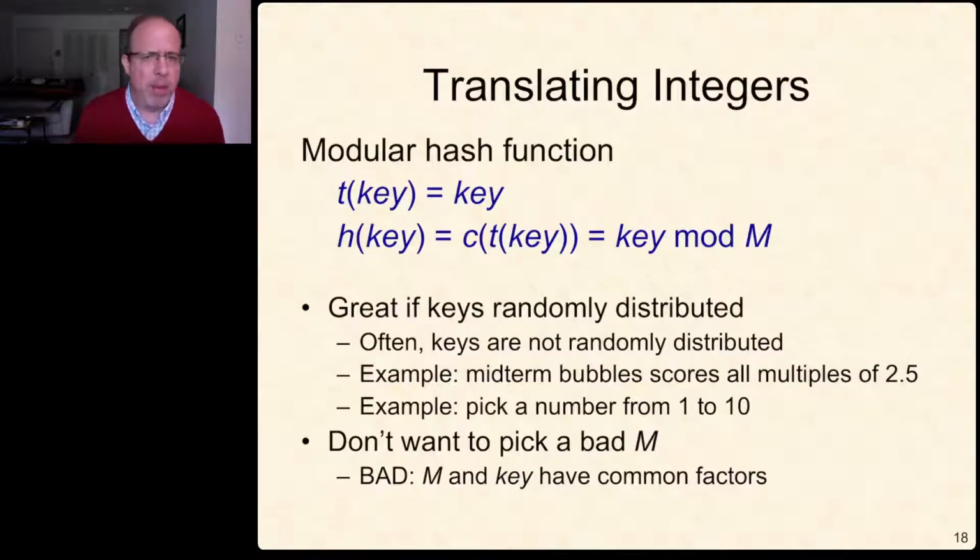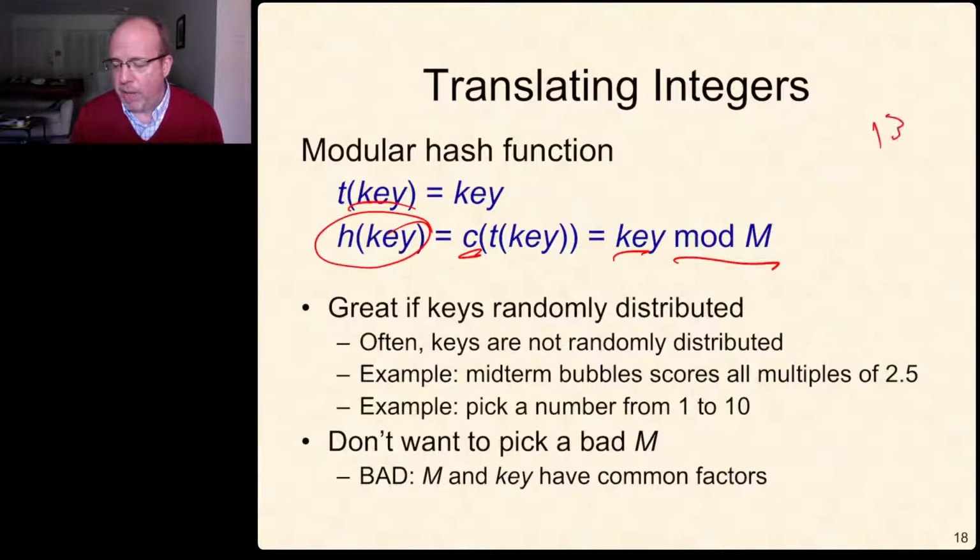So pretty simple for floating points. Integers are even easier. The translation of an integer is the integer. And then if we're going to compute the hash value, we need to compress that into the table size. We just take the integer modulo the table size. So if our table size is 13 and our integer was 15, well, 15 mod 13 is equal to 2. So that's index 2.